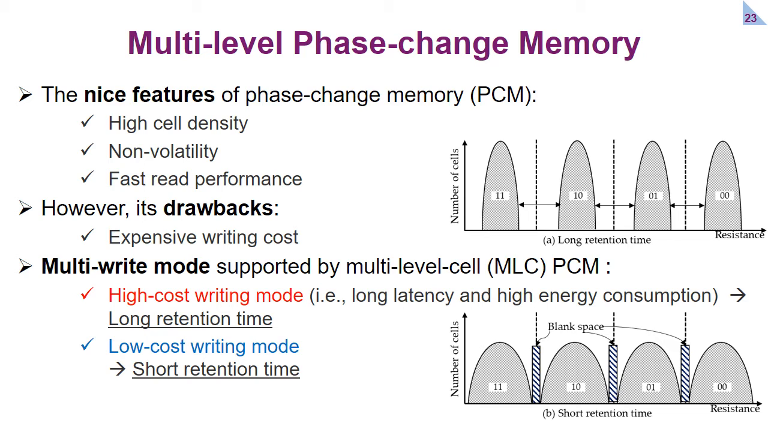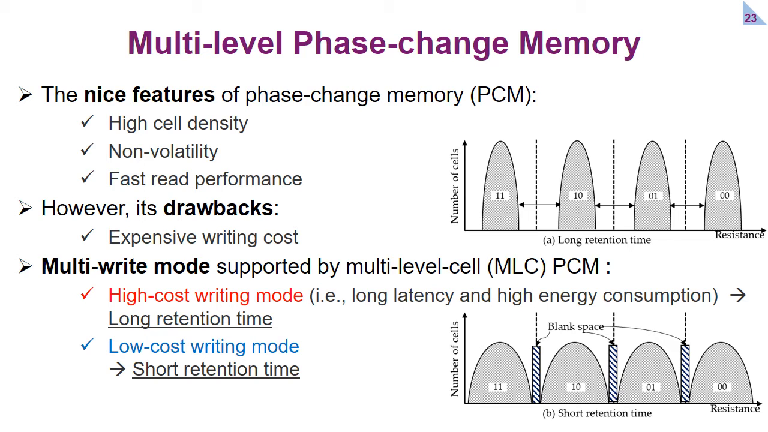On the other hand, phase change memory is a very famous non-volatile memory. It has some nice features such as high cell density, non-volatility, and fast read performance. But it also has some drawbacks such as the expensive writing cost. Therefore, the multi-level cell PCM supports multiple write modes. The high-cost writing mode takes longer write latency and higher energy consumption, but it can retain data for a long time. The other is the low-cost writing mode, but it can only retain data for a shorter time.